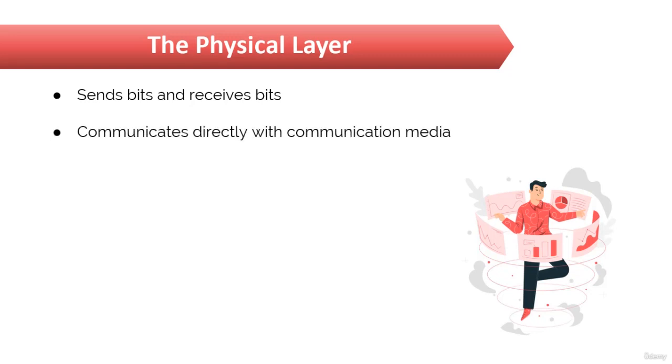Now, bits come only in the values of 1 or 0, that is a Morse code with numerical values. If you do not know what binary numbers are, I suggest you see any video on YouTube regarding binary numbers. You can understand in 5 minutes. They are so simple. The physical layer communicates directly with the various types of actual communication media.